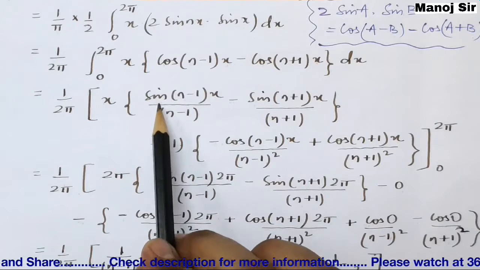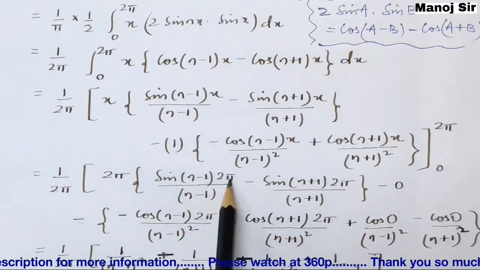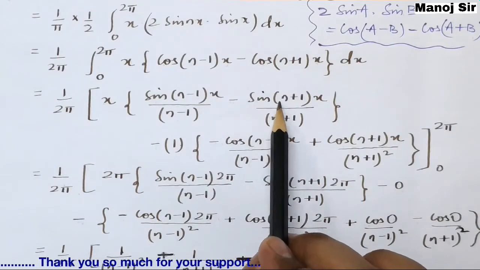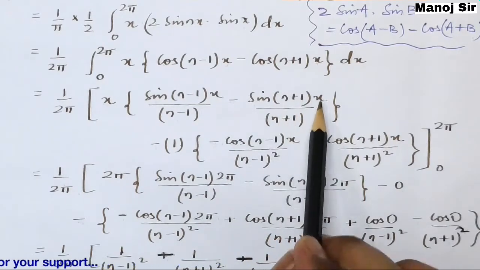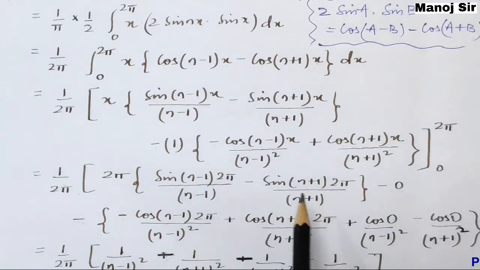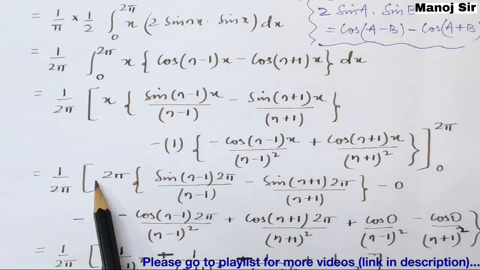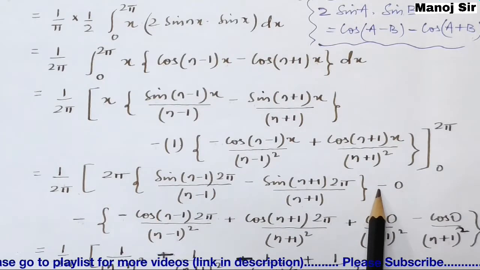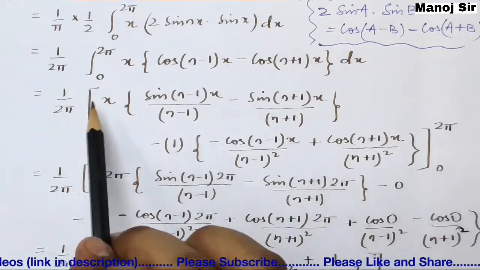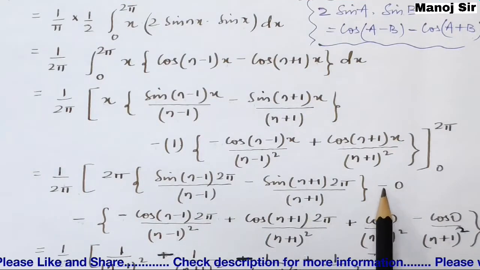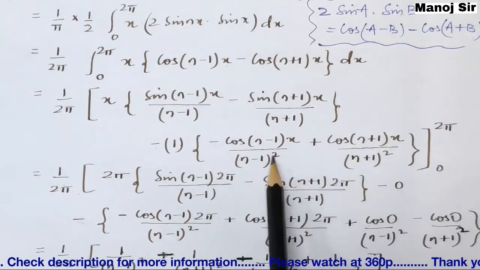So this is going to be 2 pi into sine of (n minus 1) times 2 pi upon (n minus 1). Similarly here we have sine of (n plus 1) times x, that is 2 pi upon (n plus 1). This part is the upper limit. Now the upper limit is positive, then the lower limit would be negative. Now put the lower limit 0 here; 0 into anything will be 0, so the lower limit would be 0.